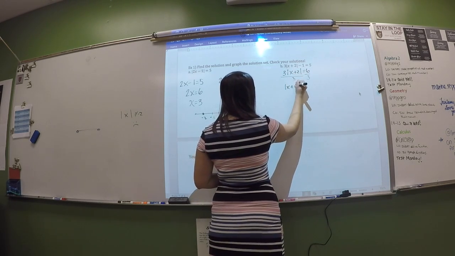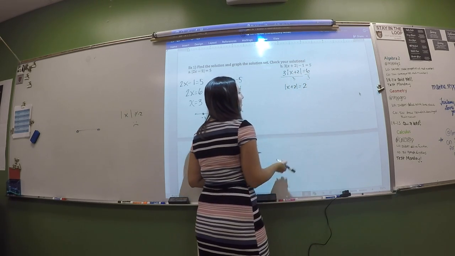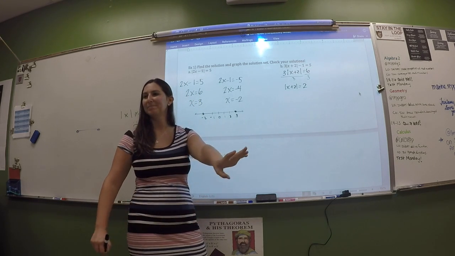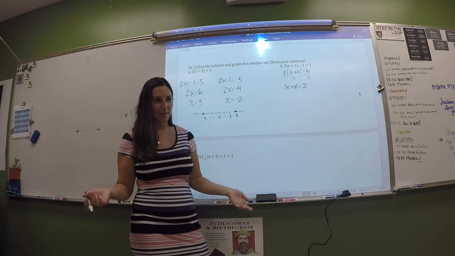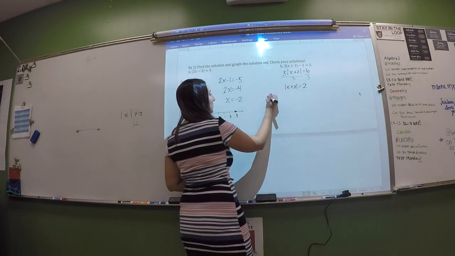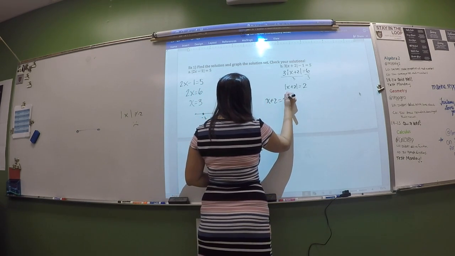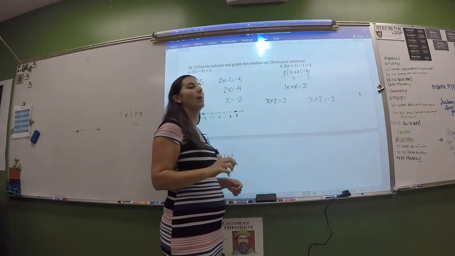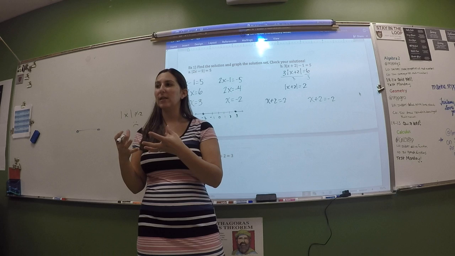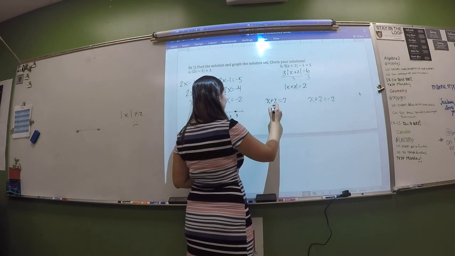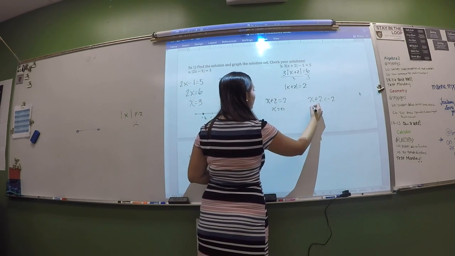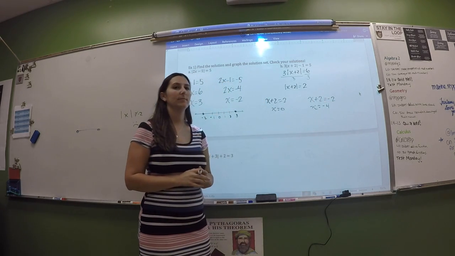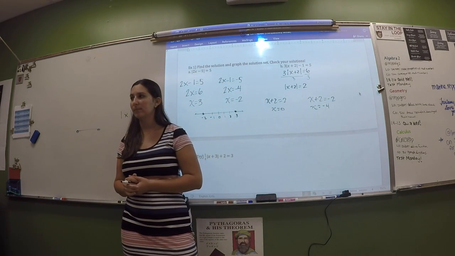So I get the absolute value of x plus 2 equals 2. And now I can split it up into the 2 scenarios. I have x plus 2 equals 2, and x plus 2 equals negative 2. Those are the 2 options for what inside could be. It could be 2, it could be negative 2. Here I get 0. Here I get negative 4. Questions?